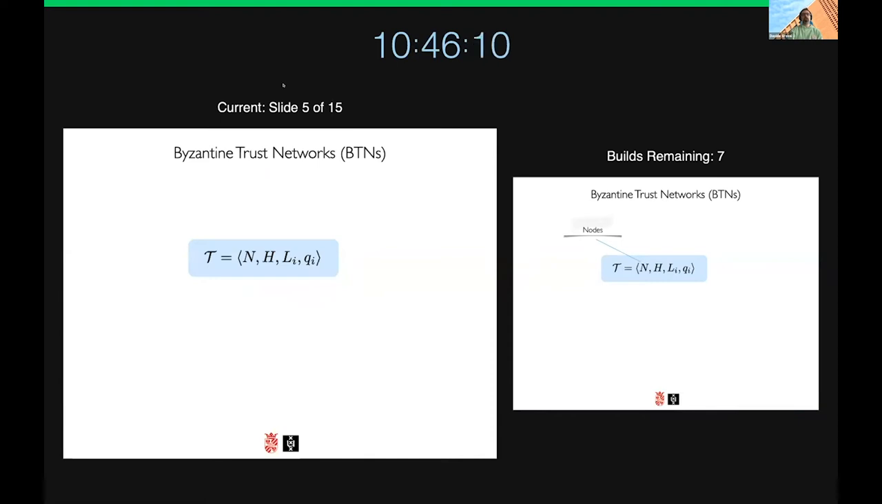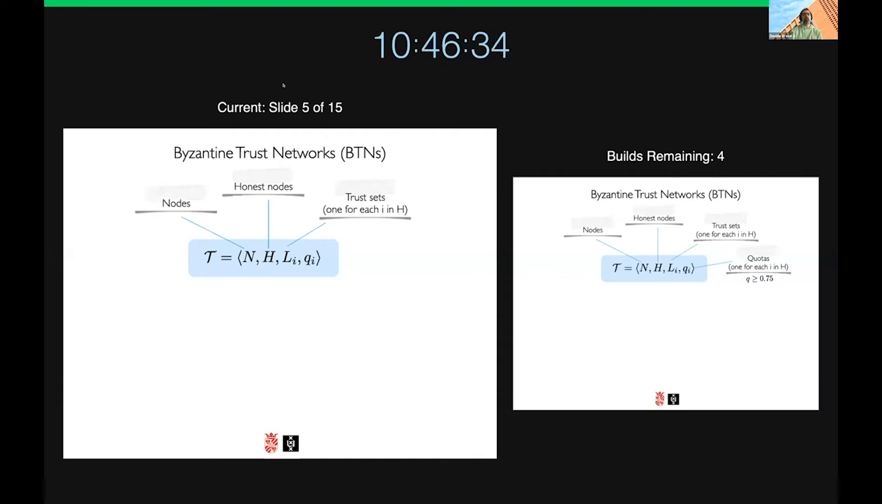Let's move then to an abstraction, which we call the Byzantine Trust Networks, BTN. This follows fairly closely the mathematical structure that one would find in the Stellar white paper, for instance. We have a set of nodes, and we have the set of honest nodes, H. For every honest node i, we assign a trust set, the subset of nodes that is trusted by i. Finally, for every honest node i, the Byzantine Trust Network determines a quota, the quota I was mentioning in the previous slides. It's what determines when the node validates a precise value.